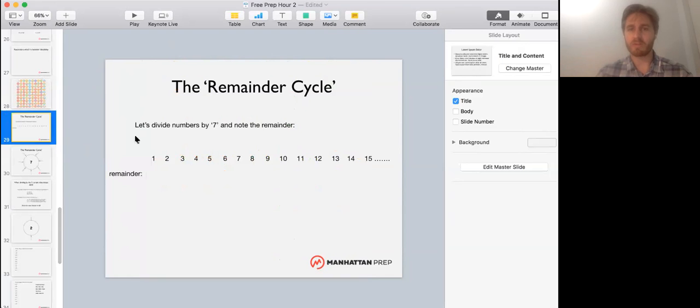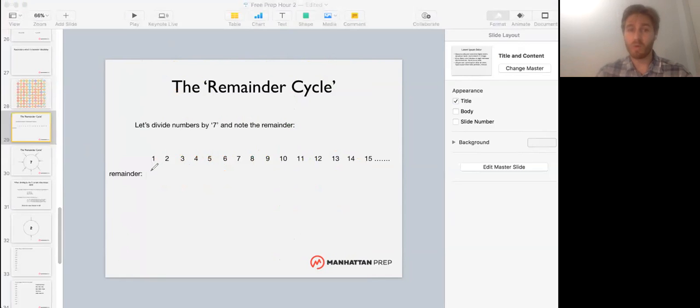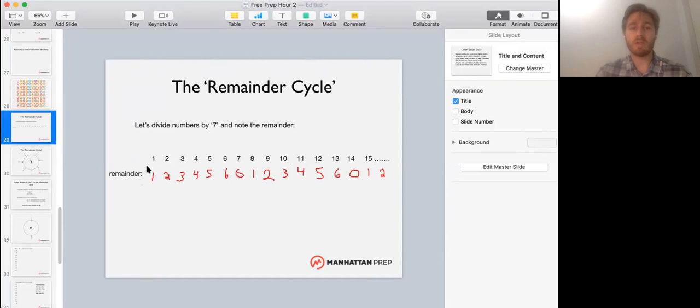As an example, I'm going to pull up the remainder cycle when dividing by 7. If I divide 1 by 7, the remainder is 1. How many times does 7 go into 1? 0 times, and 1 is left over. Same thing with 2, remainder 2. 3 has a remainder of 3. 4 has a remainder of 4. 5 has a remainder of 5. 6 has a remainder of 6. 7 has a remainder 0, because 7 divided by 7 doesn't have a remainder. 8 has a remainder 1. 9 has a remainder 2. 10 has a remainder 3. 11 has a remainder 4. Then 5, 6, 0, 1, 2, 3, 4, 5, 6, 0, forever and ever. This is the cycle of the remainders of 7, and they always come in this order.